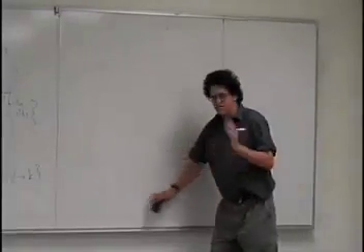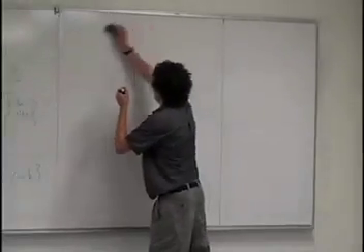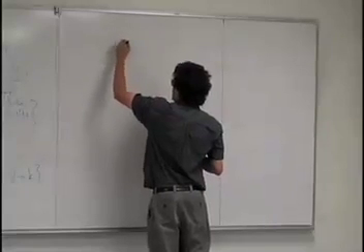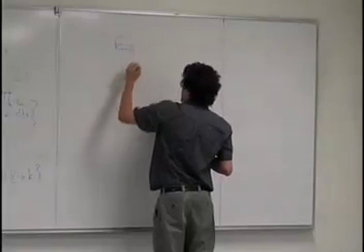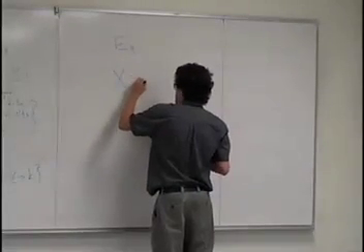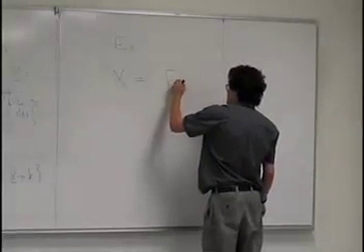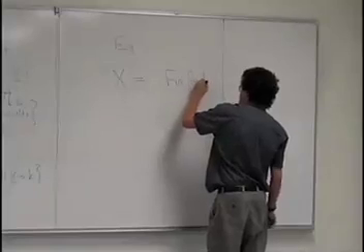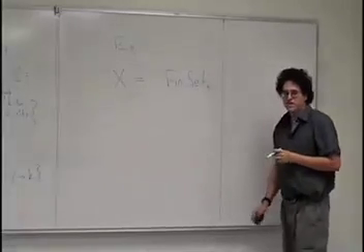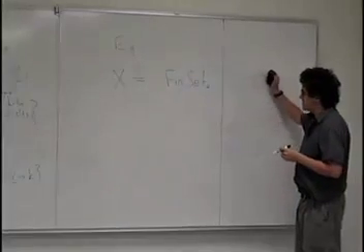Let me do an example. I realize it's much better to do an example. Let's take X to be my favorite groupoid, the groupoid of finite sets. That's the groupoid that we're talking about a whole lot these days.